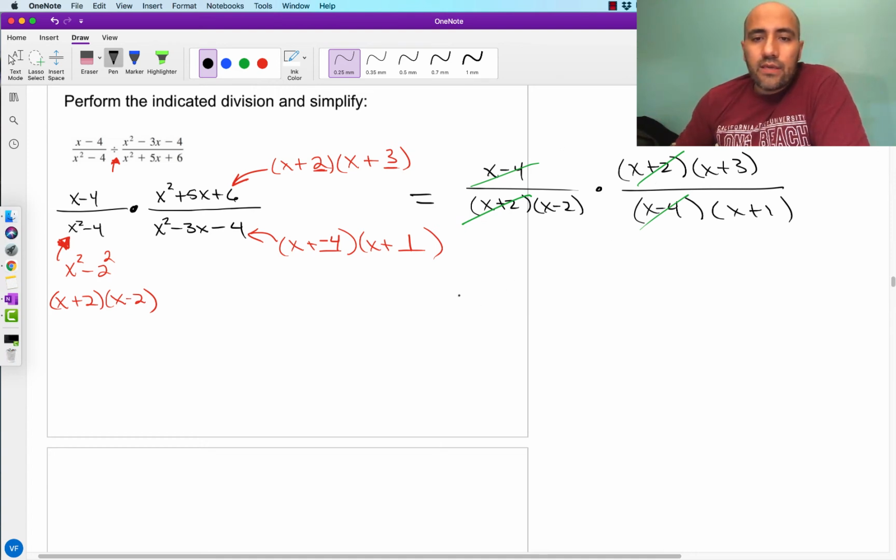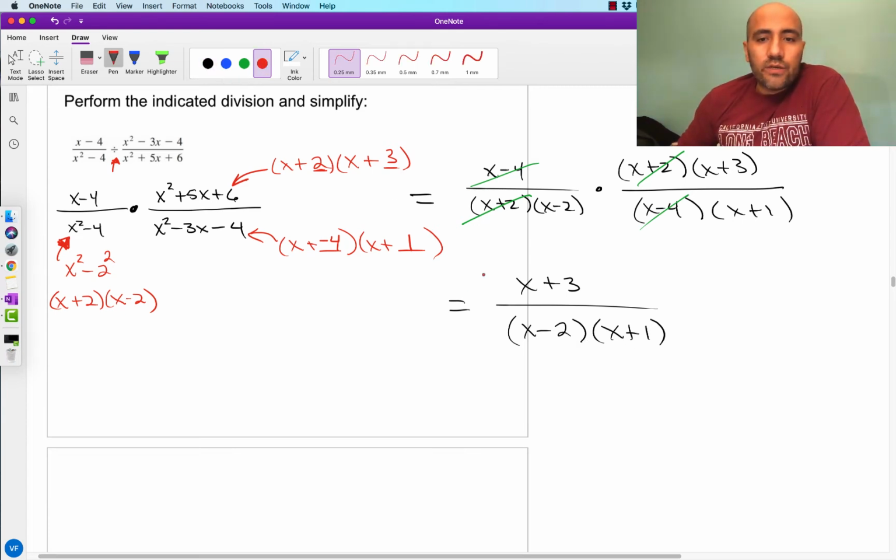So the only thing that survives in the numerator is x plus 3. In the denominator, we end up with an x minus 2, and then x plus 1. It doesn't reduce any further, so that could be one great solution. We could stop there.